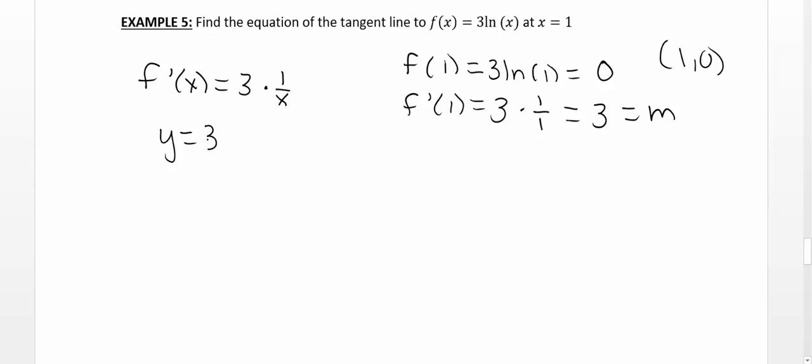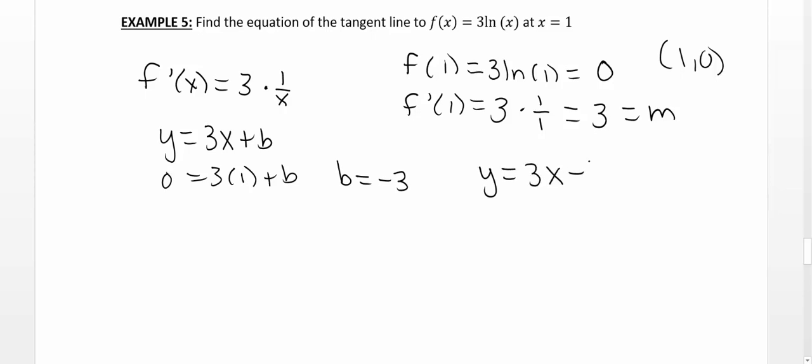So then we have y equals 3x plus b. We're going to plug in our point (1, 0). So here we're going to get 3 times 1 plus b. So subtracting the 3 over, I get b equals negative 3. So the final equation of my tangent line is y equals 3x minus 3. So again, being able to find the derivative is going to help us to figure out the slope of our tangent line, which will then allow us to find our actual tangent line.